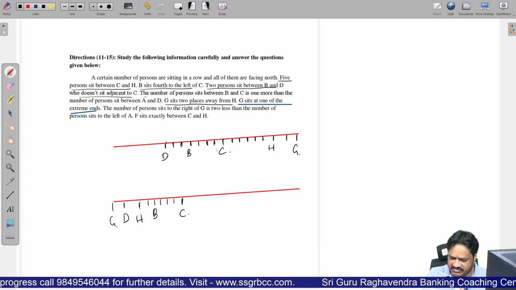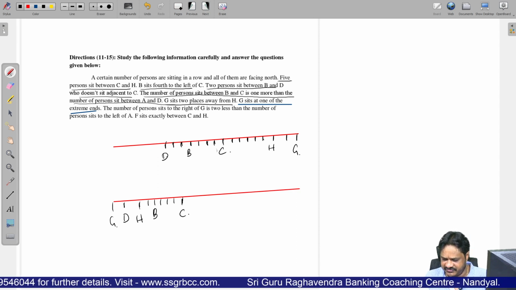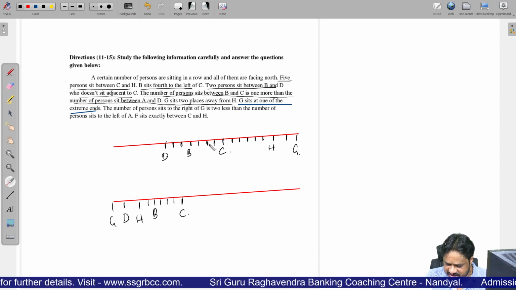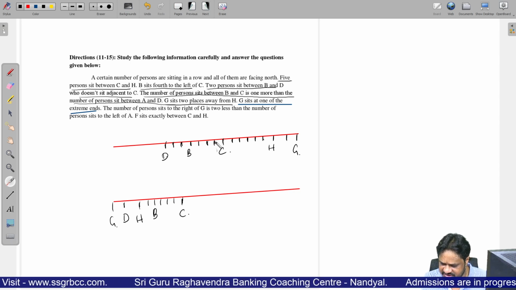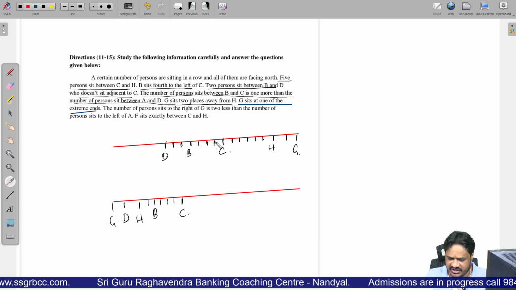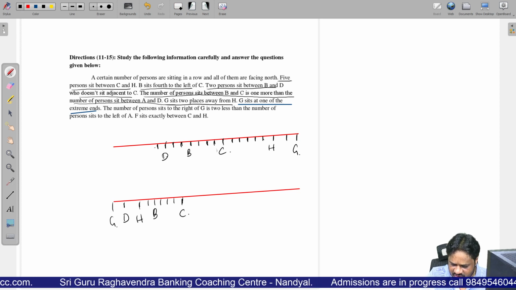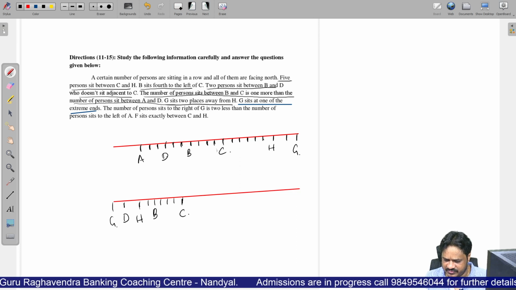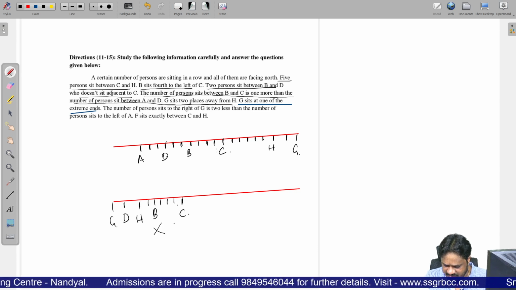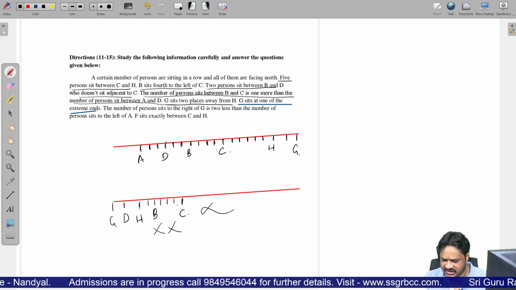Then the number of persons between B and C is one more than the number of persons between A and D. Between B and C, how many persons are there? Three persons. It is one more than between A and D. That means between A and D, there are only two persons. Now, here also between B and C, three persons. Between A and D, there should be two persons, but it is not possible. So, this one is definitely wrong.